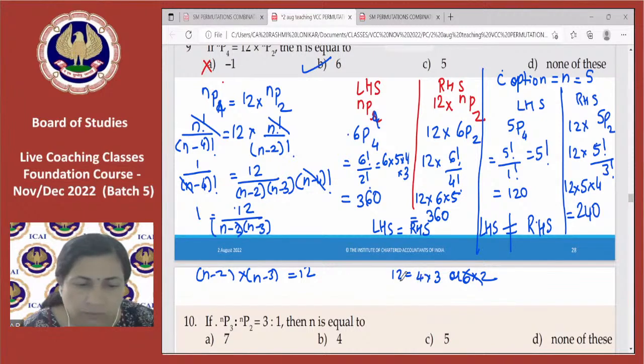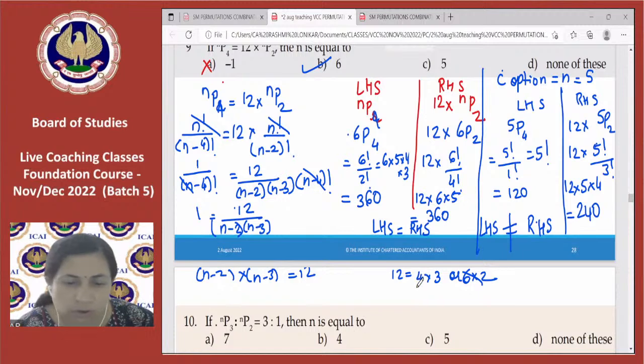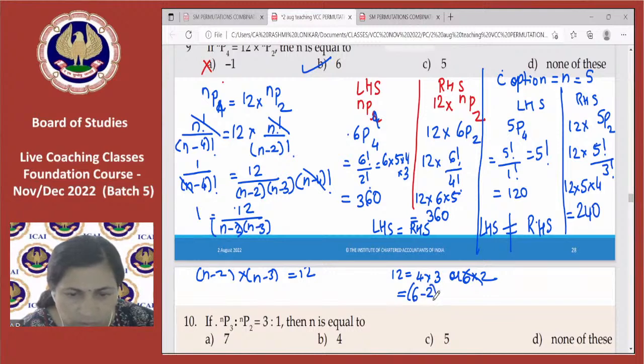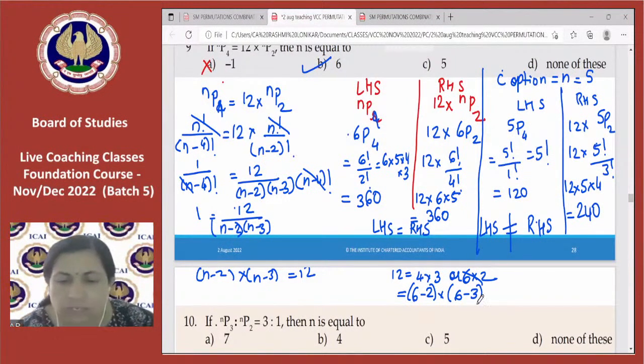So how will I get 4? From which number when I subtract 2 will I get 4? So 6. So 4 can be written as 6 minus 2, into 6 minus 3. So 6 minus 2 is 4, 6 minus 3 is 3, and 4 into 3 is 12. So here I get n as equal to 6.